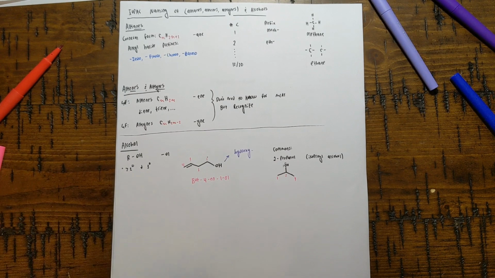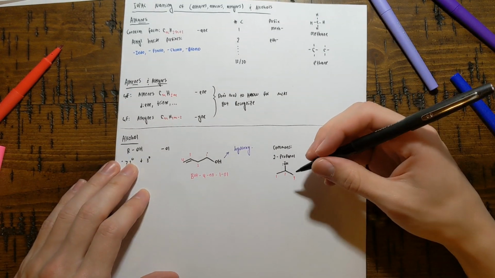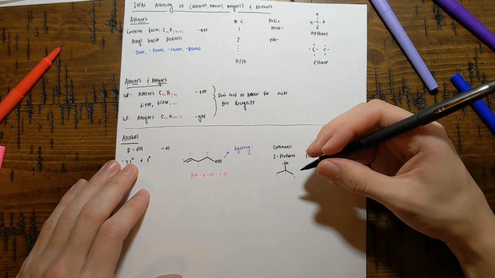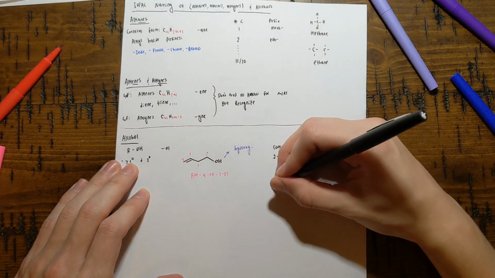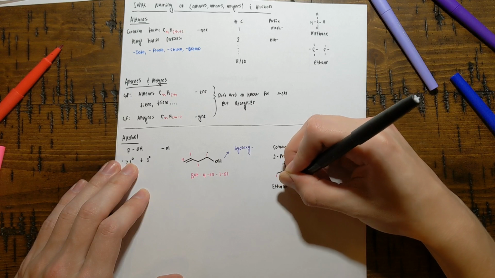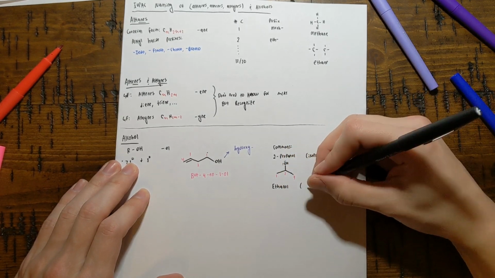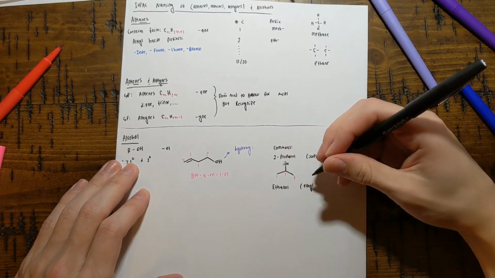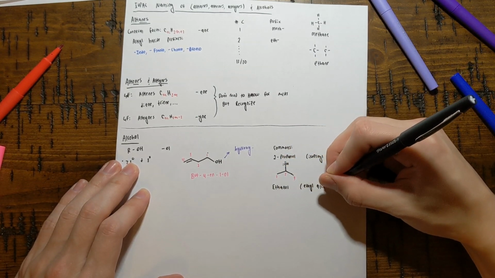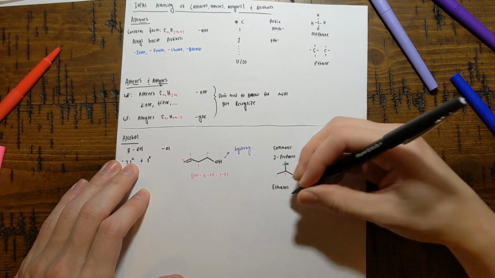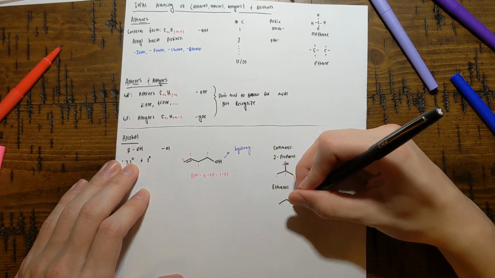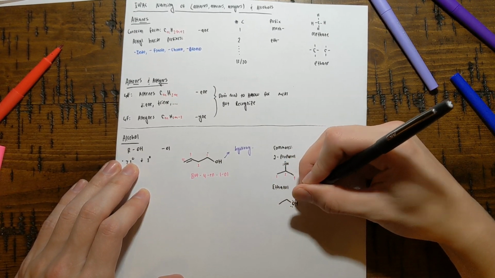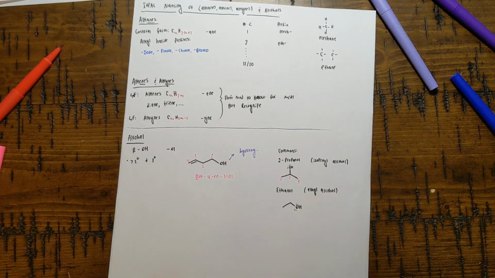Okay. And then the second one that's pretty common is ethanol. Its IUPAC name is ethanol, and its common name is ethyl alcohol. So that just looks something like this. Again, not too complicated. Those are just 2 things we should probably be aware of.